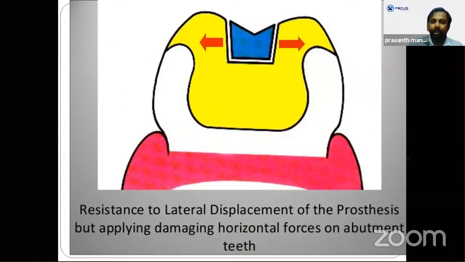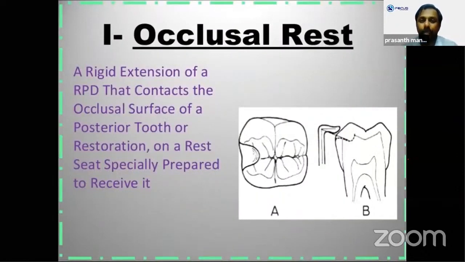Again, indirect retainer, and also when you have a rest, it can prevent the lateral or the horizontal movements of the prosthesis. It will also prevent the horizontal movements of the prosthesis, and also it will provide an indirect retention. So all these are functions of the rest seat, or the rest, sorry.